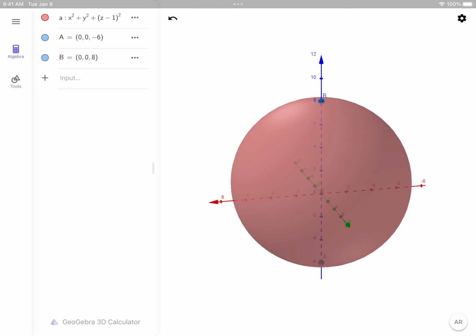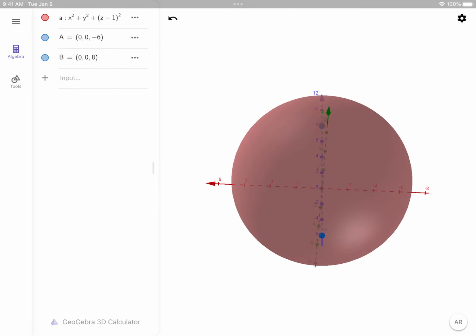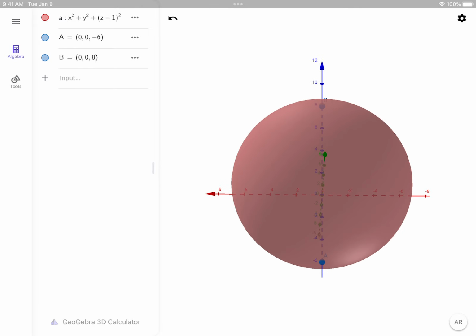Okay, so here is our graph. We have a sphere, and the points of interest are labeled A and B. A, we can see, is the very bottom point of the sphere, so that corresponds to the global minimum, and B is the absolute highest point on the sphere, corresponding to the global maximum.